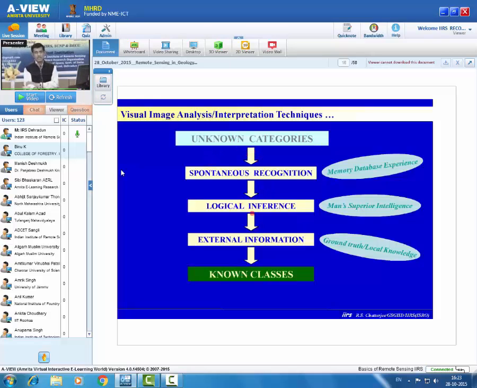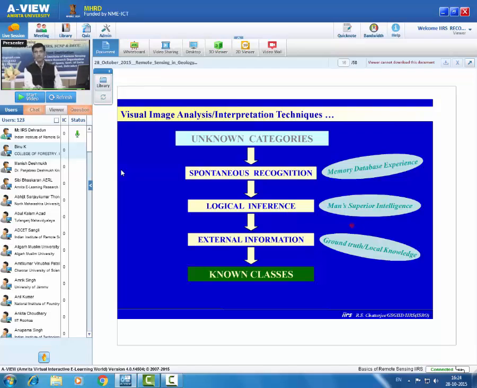So in visual image analysis, what we are winding up is basically this: if given a satellite image or aerial photograph, you have unknown categories of objects you need to interpret. Some of the features you can interpret spontaneously, based on your memory database. For example, if I give a satellite image with a river in it, even a child can tell that this is a river. So from the memory database, one can interpret some of the features. Then this is followed by logical inferences, using the direct and indirect interpretation elements as I discussed now. So these are your photo or image elements as well as geotechnical and terrain elements.